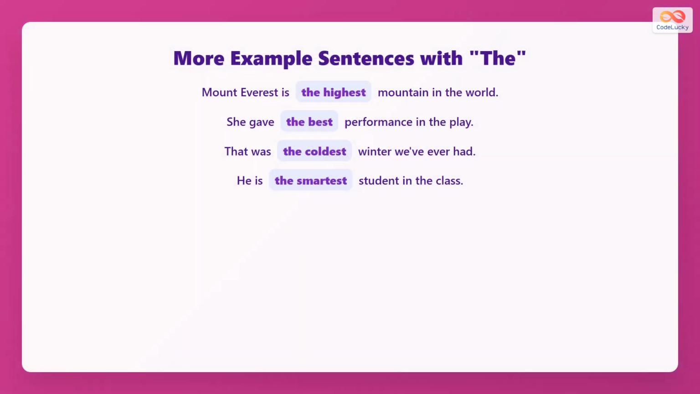Superlative adjectives allow us to describe people and things as having the most or least of a quality. For instance, Mount Everest is the highest mountain in the world. She gave the best performance in the play. That was the coldest winter we have had. He is the smartest student in the class.